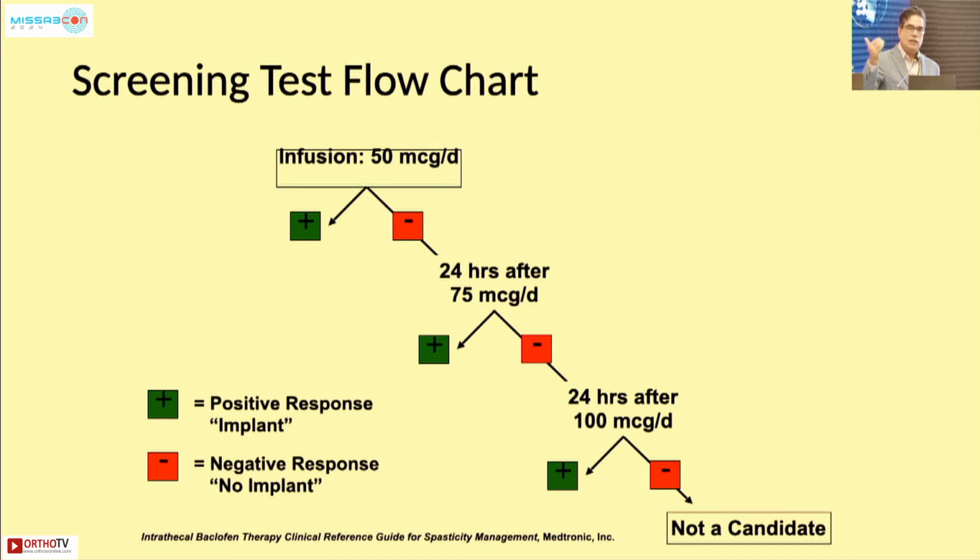We start with an infusion, with an external infusion pump, and start with a 50 microgram per day dose. Most patients, if they have spasticity, do respond. In a day, increase it to 75, and then for the third day, increase it to 100 microgram. If they don't improve, then they are not ideal candidates for ITB therapy.